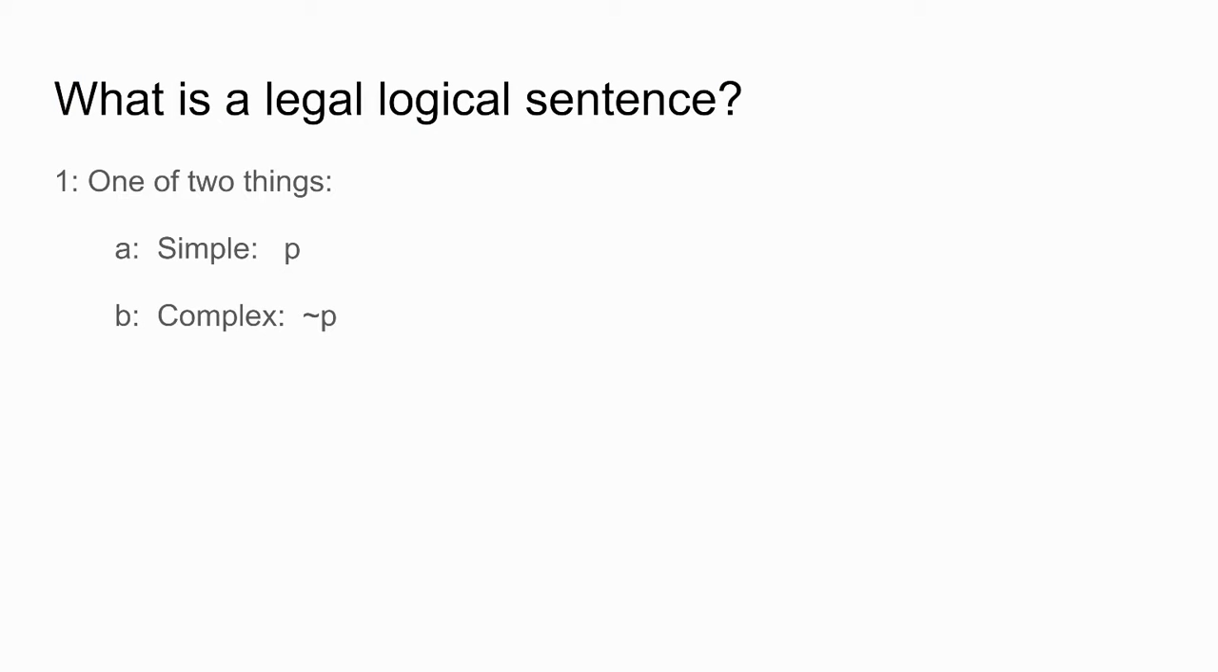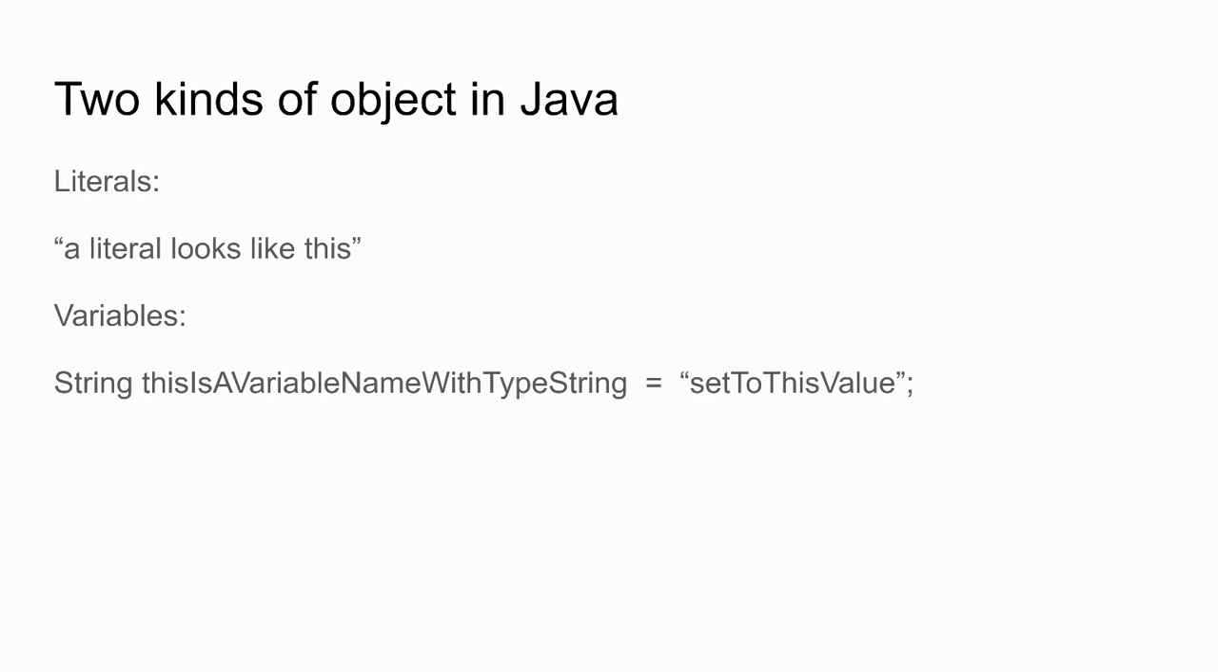So let's review that. What is a legal logical sentence? A legal logical sentence is one of two things. It's either a simple sentence of the form like P, or it's complex. And the simplest complex sentence we can come up with is not P, okay?